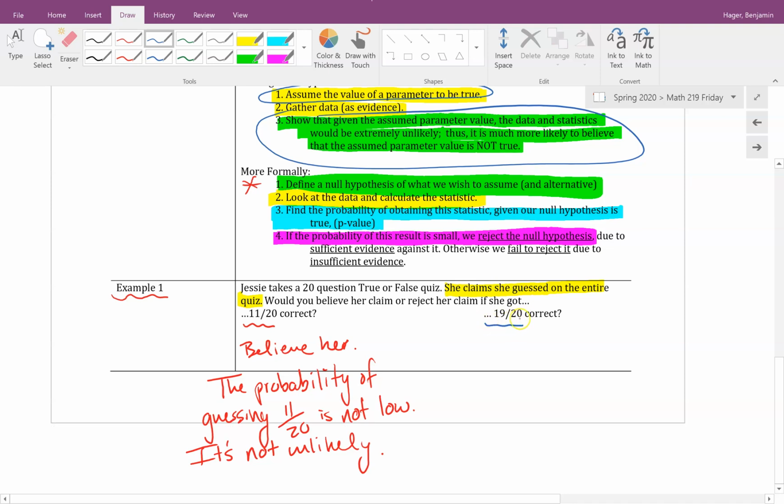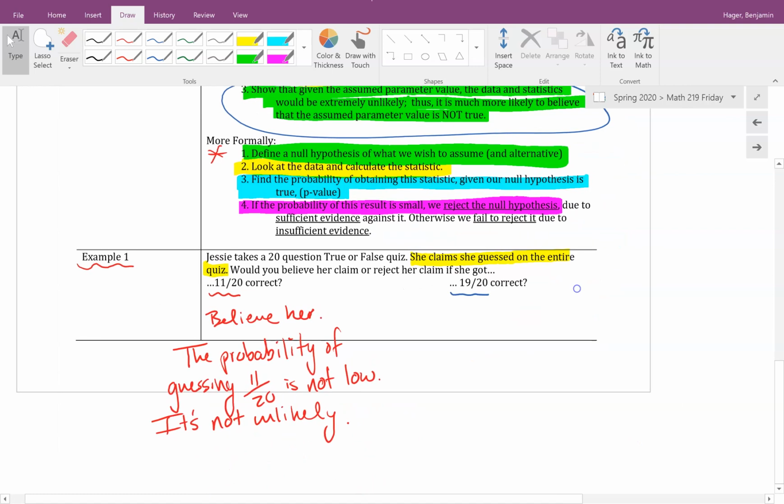That's kind of suspicious because it would be very hard to get 19 out of 20 just based on guessing. That has a very low probability, a low chance of happening. So if she got 19 out of 20 and she claims she guessed, we would probably think, I don't think you guessed. You just didn't flat out guess each time. You either knew the answer or you looked up the answer or something. So here I would not believe her claim that she guessed.